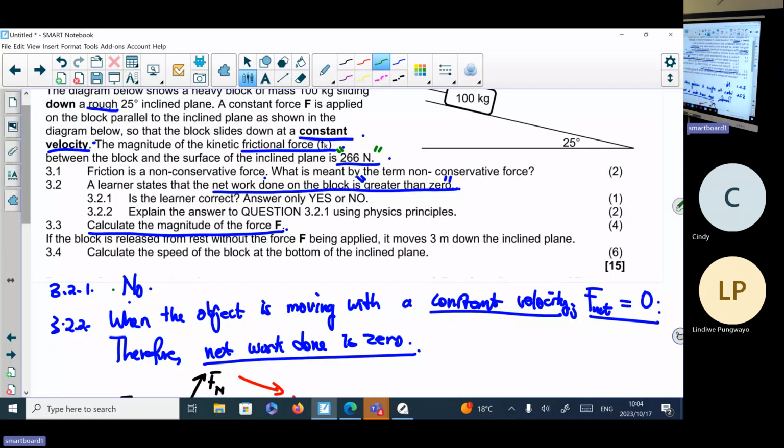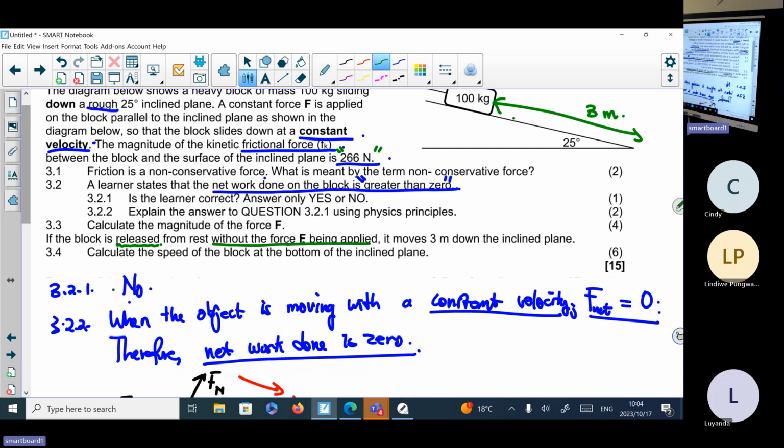If the block is released from rest without the force F, listen to what they're saying. The block is released from rest, without the force F being applied, and it moves 3 meters down the incline. Calculate the speed of the block at the bottom of the incline.